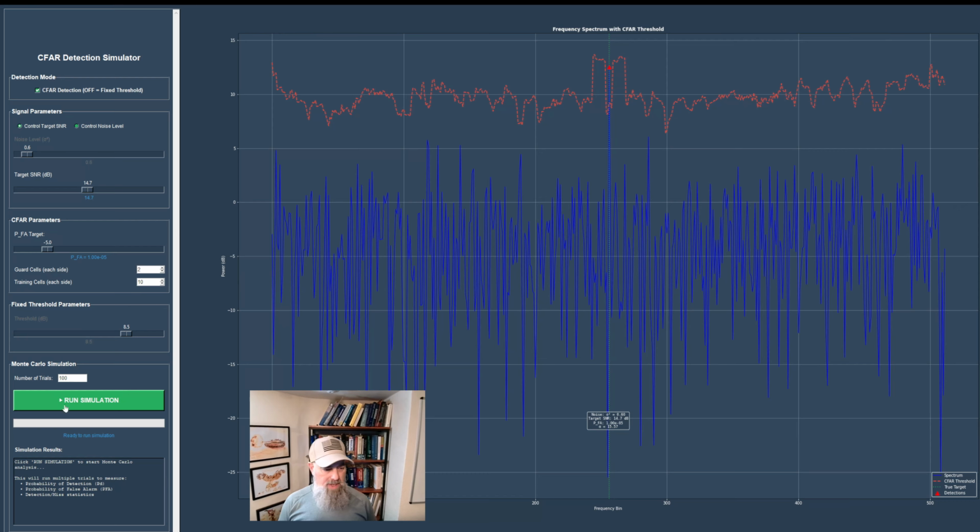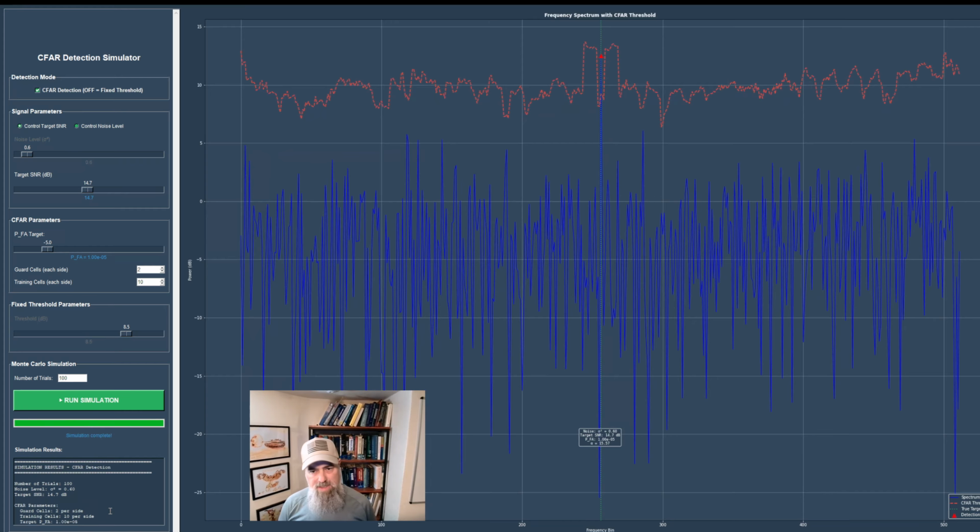Okay, we can also run simulations. So here we have 512 bins, and we can run 100 of those, which will give us some 50,000 trials all together. And if we run this simulation, there will be a report here. So it runs through the simulation. This is called a Monte Carlo simulation. And now the simulation results are here.